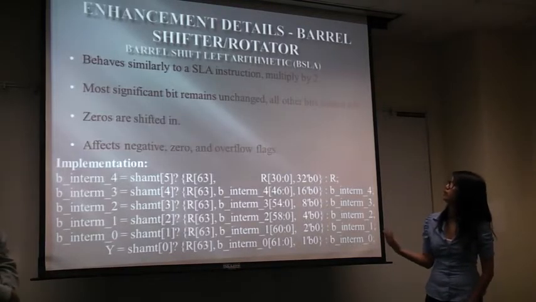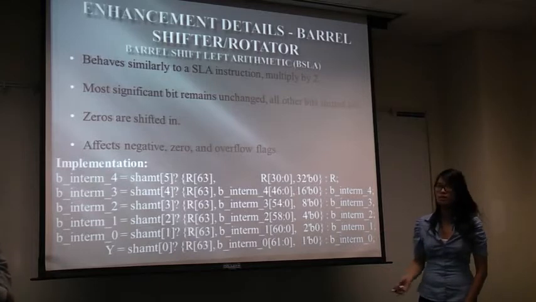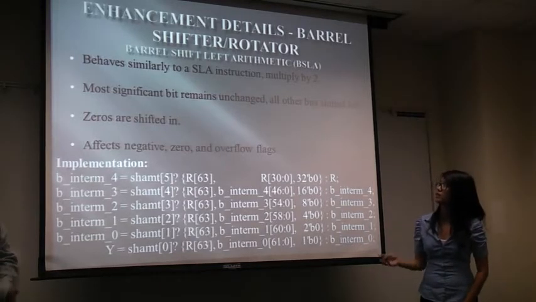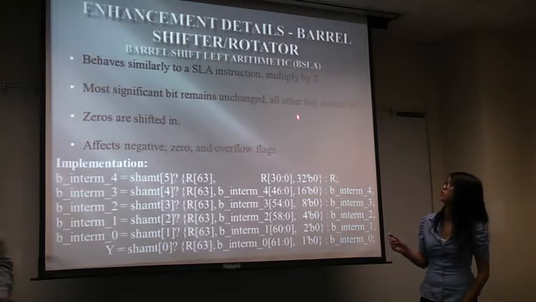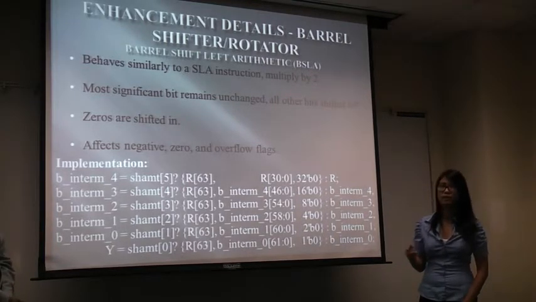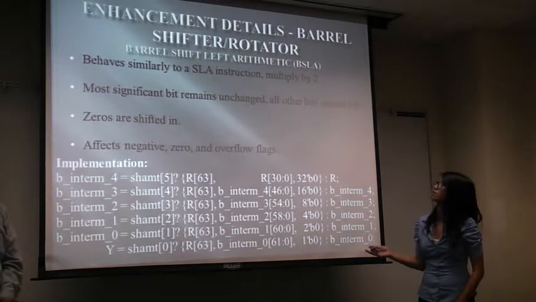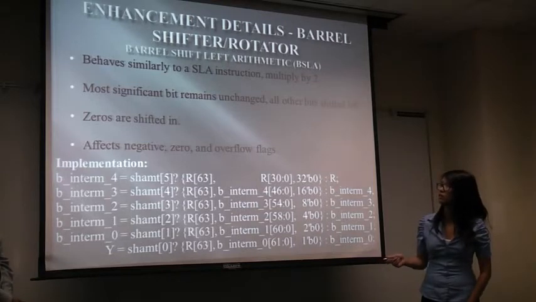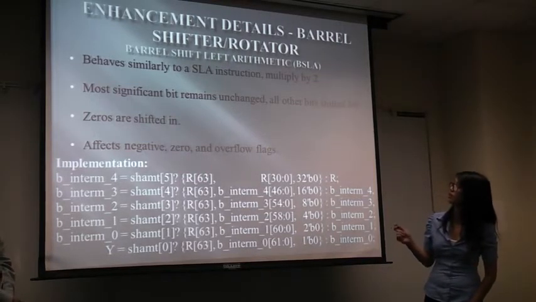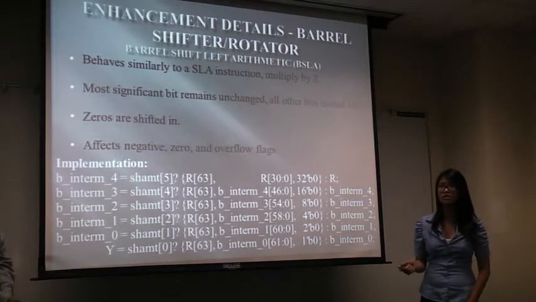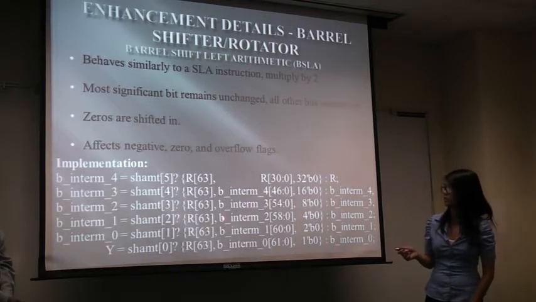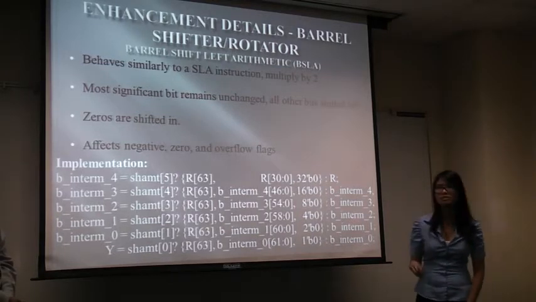Okay, so for our barrel shift arithmetic, it behaves like the baseline arithmetic shift, except it can shift multiple times. So our baseline, we can shift it one time, multiplying the value by 2. For ours, we can multiply by 2, 4, and multiples of 2, basically. So zeros are being shifted in, and the sign bit remains unchanged. So you keep the sign bit and you shift everything else to the left. And this is the implementation for it. It's a little more complicated, but still the same concept.